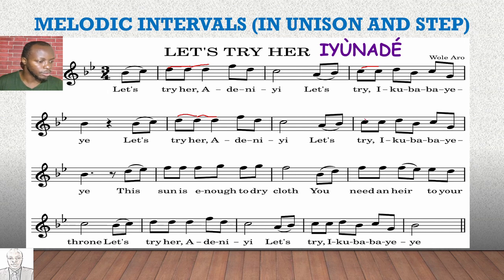We also have unison on this C and on these F's. Okay, we also have unison here, F in 3 places, right? Again, we have unison here on D and on C. Let's talk about points where we have interval of step.